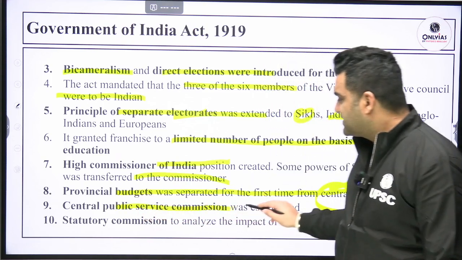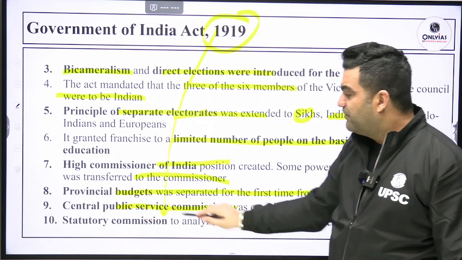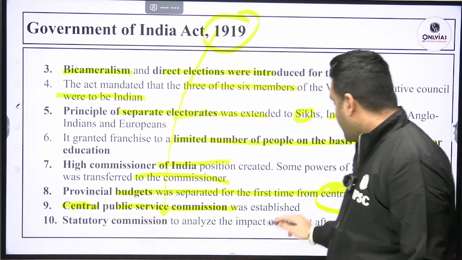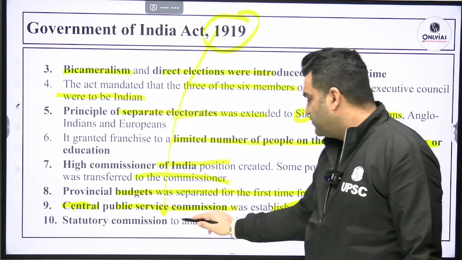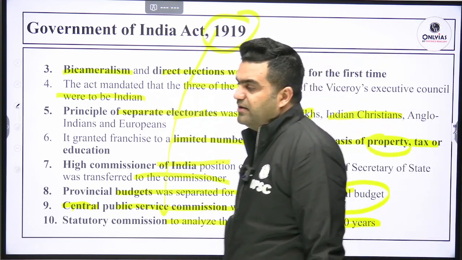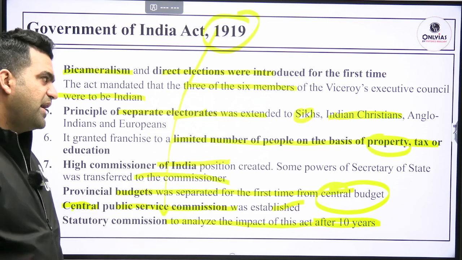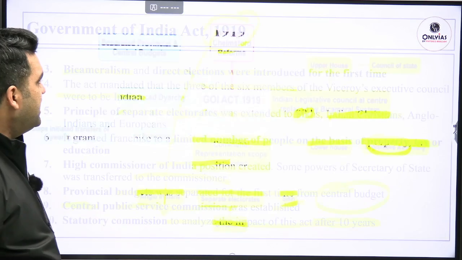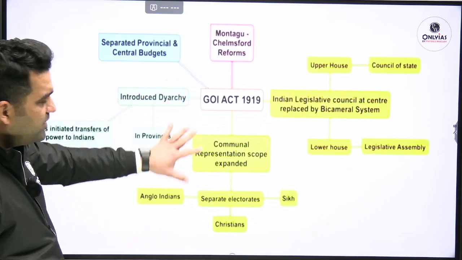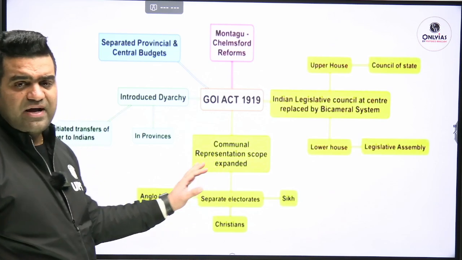Central Public Service Commission was created, the present day UPSC kind of a thing, but it was central. A statutory commission was set up to analyze the impact of this act after 10 years. This act was passed in 1919, so the commission came in 1929 or 1928. Now, Montagu-Chelmsford reforms, in a snapshot. You can quickly go through it while revising things.